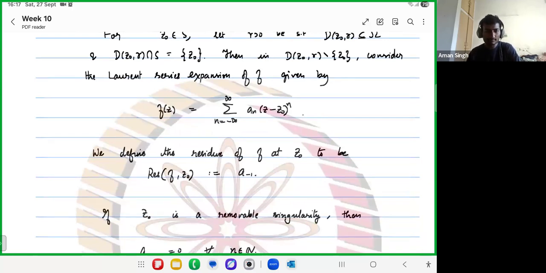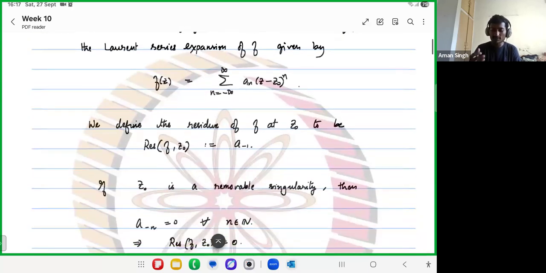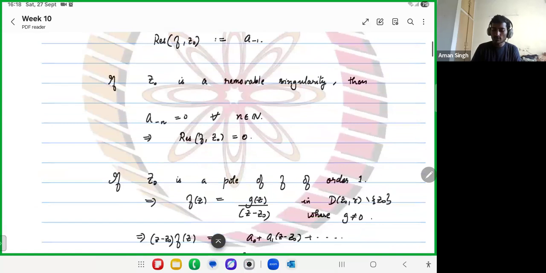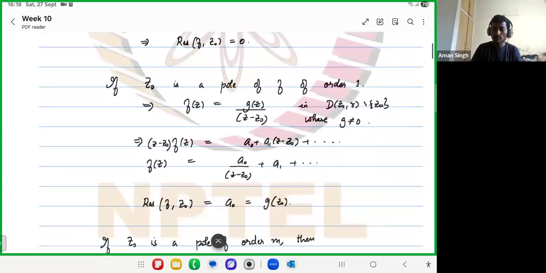So this is defined in the same fashion. We have a Laurent series expansion, and the residue of f at z naught is basically the coefficient of 1 by z minus z naught. So a minus 1 is the minus 1 coefficient of the Laurent series expansion. When it is a removable singularity, what happens? All the negative coefficients are zero, right? So only positive terms remain, and that is called the Taylor series expansion of f.